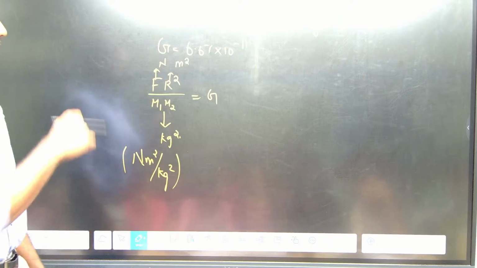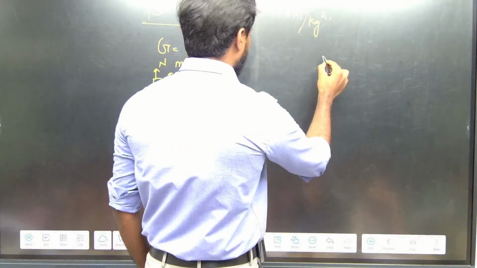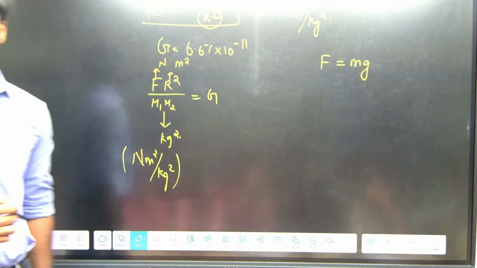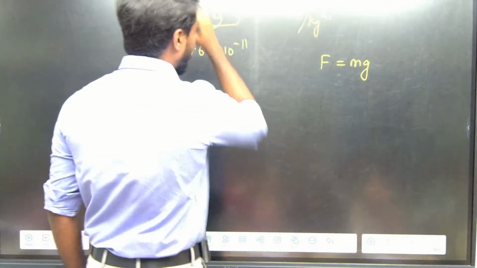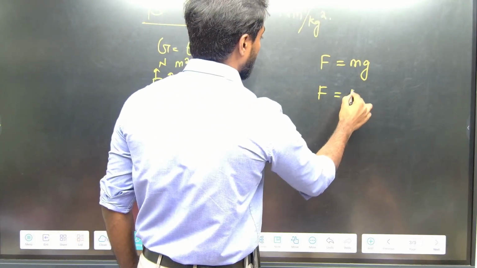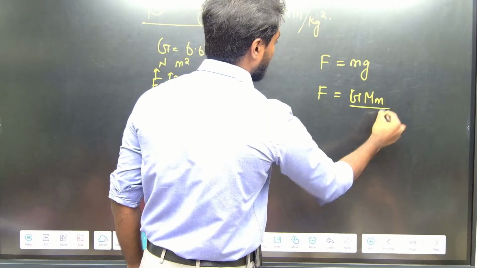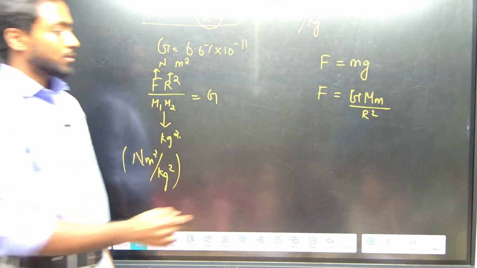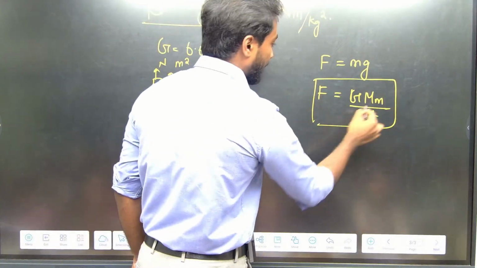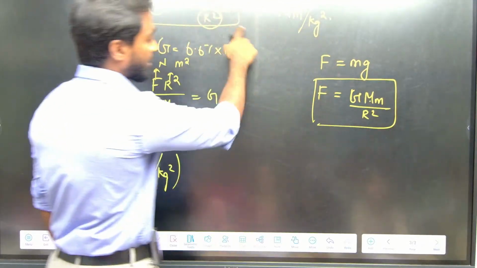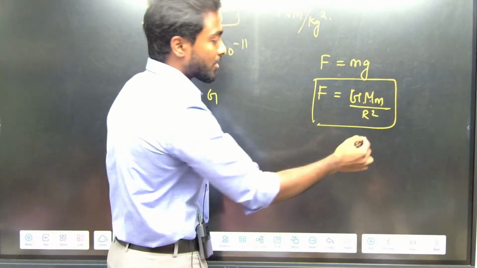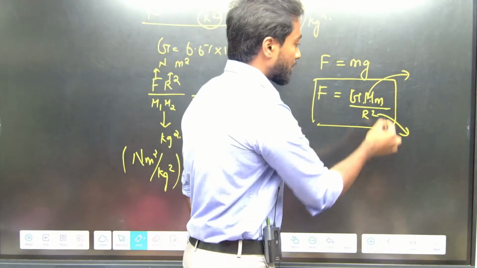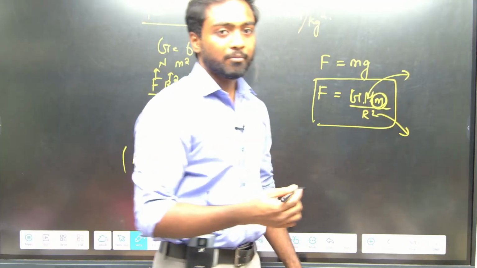So from this equation I can write F is equal to m into g also, and I rewrite this as F is equal to G capital M small m by r square. So can I equate this equation now? Previously I took capital M and small m. Capital M is the mass of the earth and r is the radius of the earth, and small m is the object which is present on the earth.